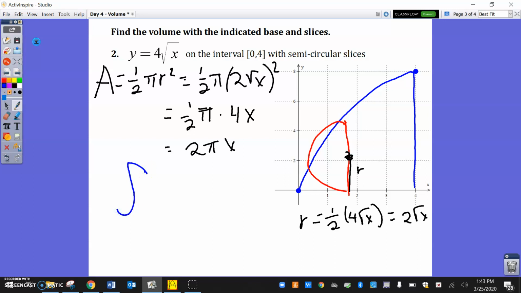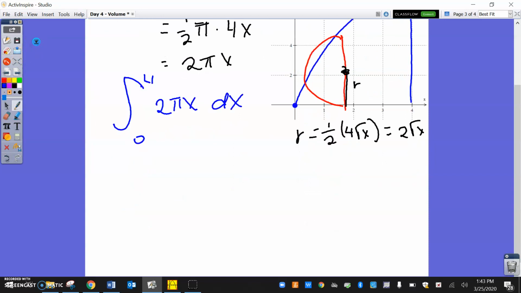So then I've got the integral from 0 to 4 of 2 pi x dx. Then I'm ready to do the antiderivative. So my x is going to become x squared, so the new coefficient will be 1/2, and then I've got to multiply it by the 2 pi that's already in front of it. So 2 times 1/2 is just going to be 1. So this is just going to work out to be pi times x squared.